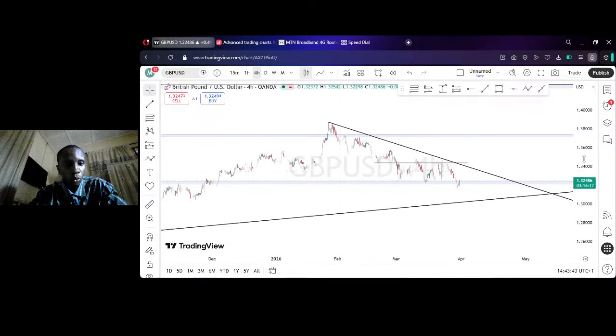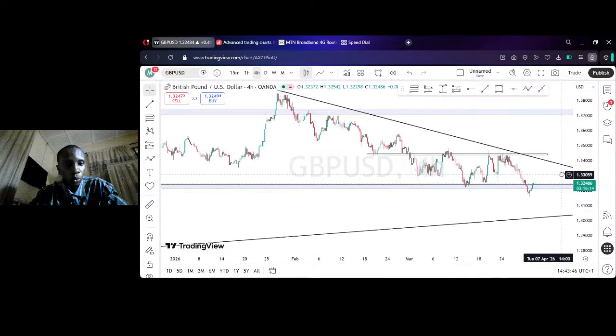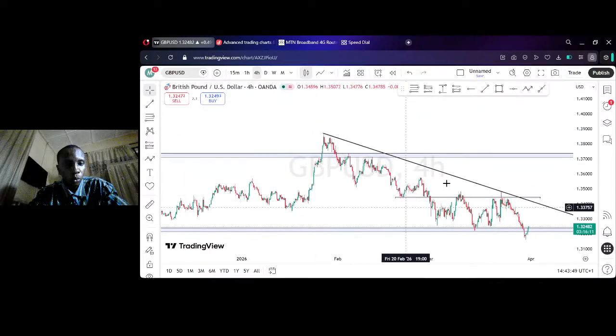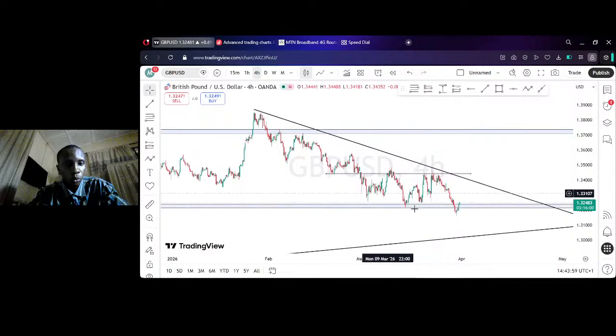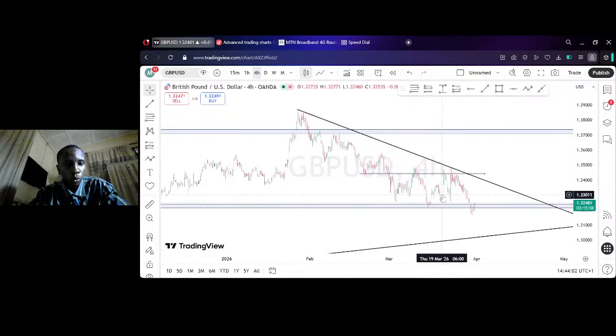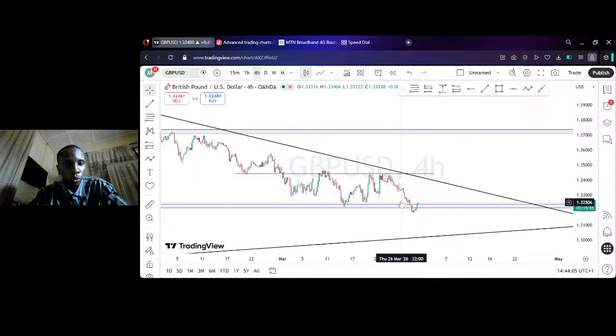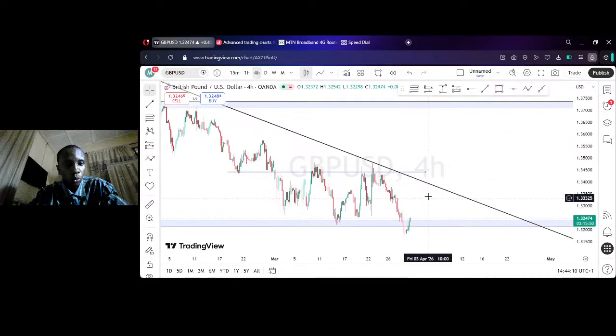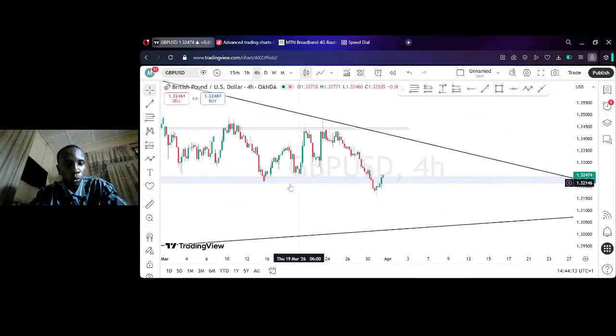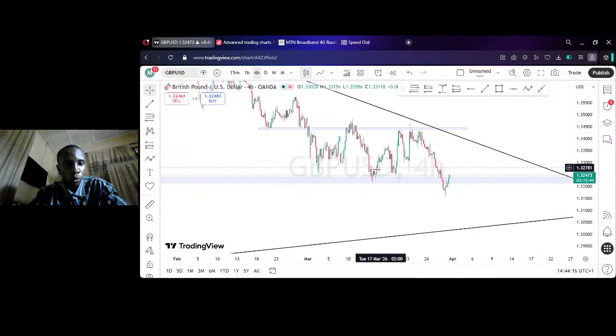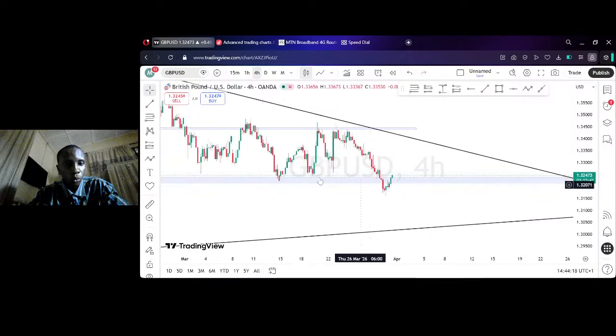Coming to the 4-hour time frame, we can see that we have a sell on GBP. We have a lower low and a lower high. Price was creating a series of lower lows and lower highs until it got to this support level. Once it got to this support level, it could not continue. The buyers were rejecting the price from here. The buyers rejected the price from here. I mean, they were holding this level firmly, and price has been struggling to break down.